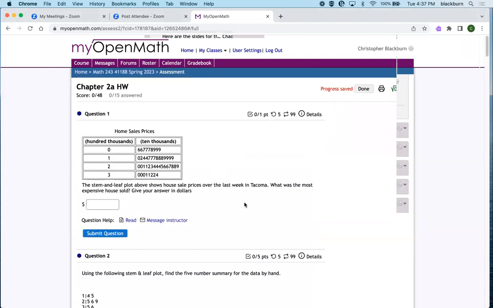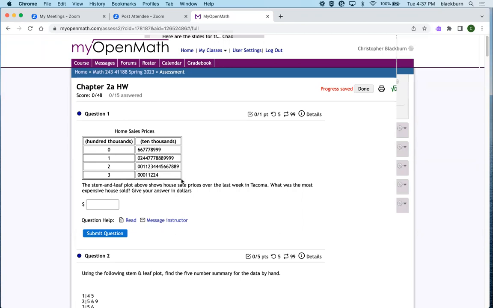So basically number 1, and I don't know if you want to have your assignment open at the same time or if you just want to kind of watch me, but this thing's called a stem and leaf plot, this first one. And basically the way it's working, it shows house sale price over the last week at Tacoma. What's the most expensive house sold? So the first number represents the number of 100,000s. And then the number over here represents the 10,000s. Like, so if you take the 0 and one of these 9s up here, that means that home's worth 90,000.